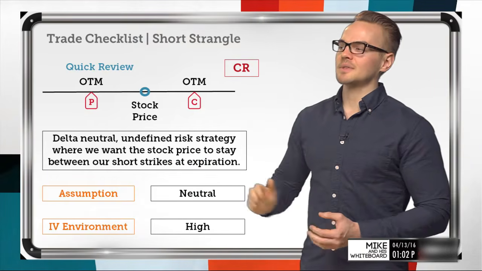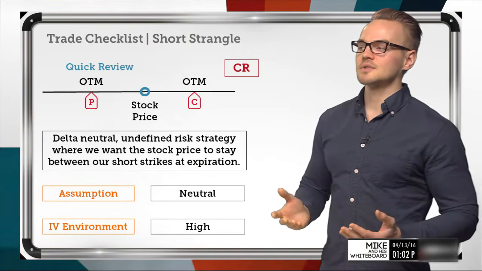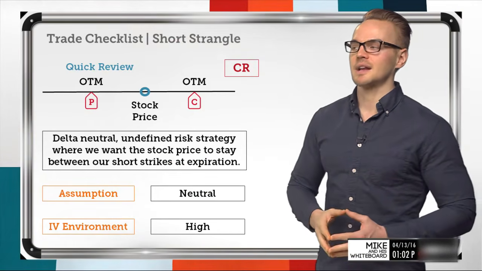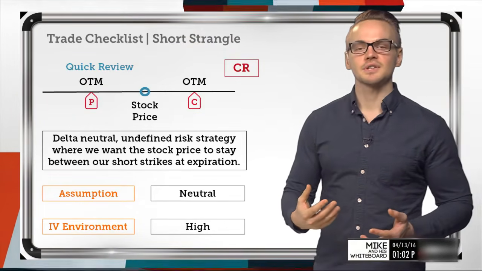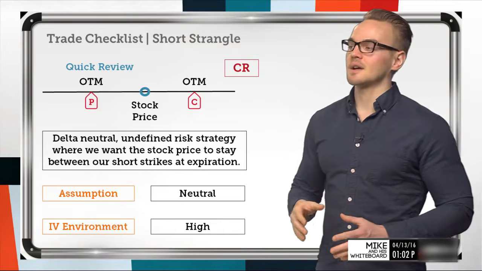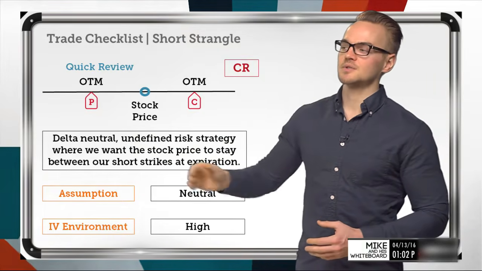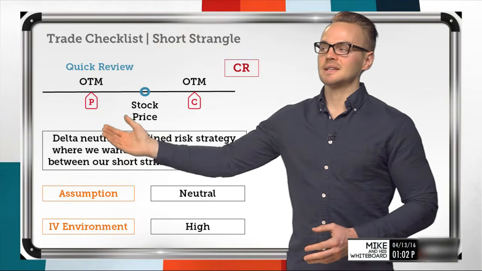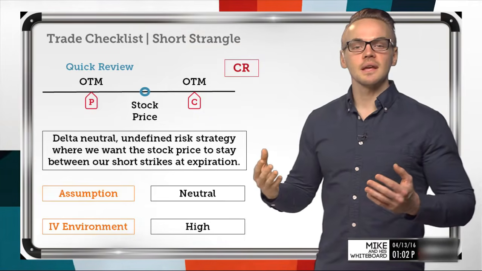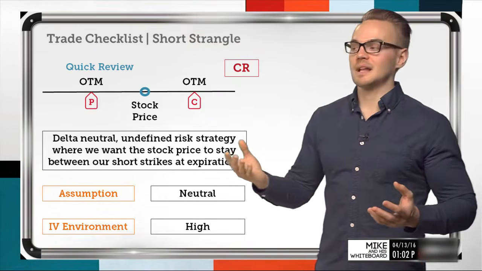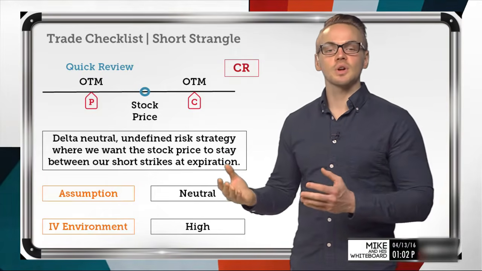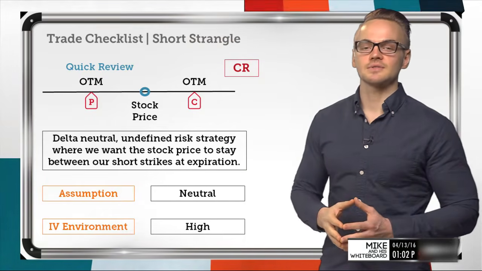So the biggest thing with a short strangle is that it's a delta neutral, undefined risk strategy. And again, we want that stock price to stay between our strikes at expiration. A few key concepts here is that, number one, it's delta neutral. A short put has a positive delta, where it is beneficial when the stock price goes up. And again, that's a bullish strategy. And a short call is a negative delta strategy.